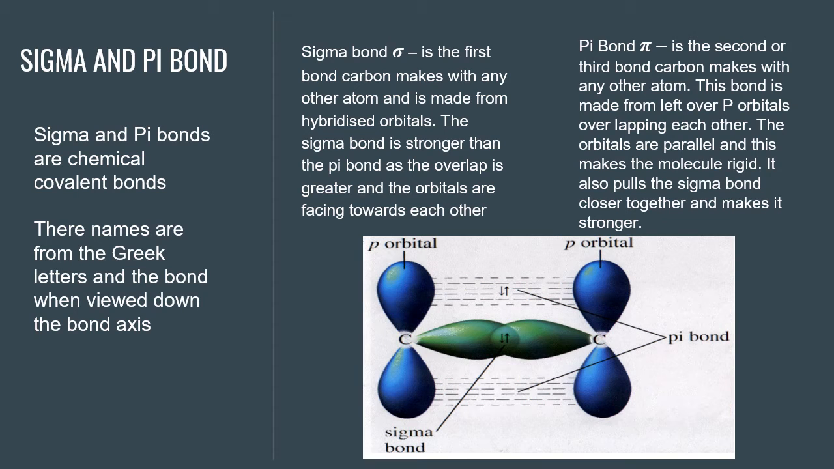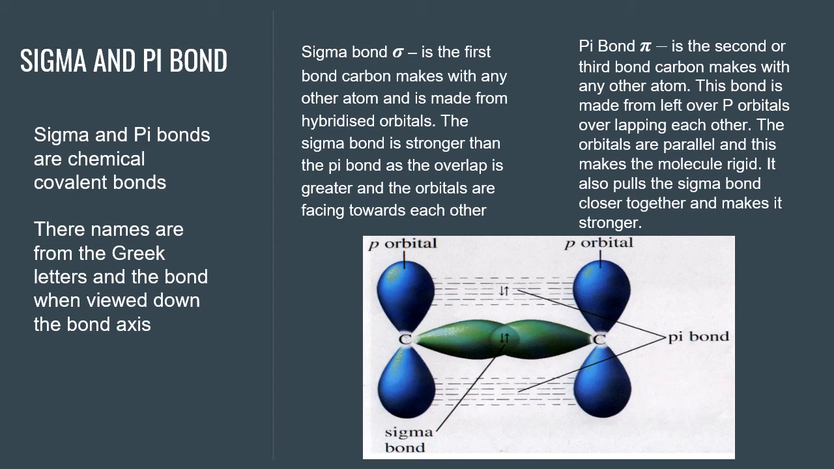Sigma and pi bonds. Sigma bonds are the first bond carbon makes with any other atom. It is made from hybridized orbitals. The sigma bond is stronger than the pi bond as the overlap is greater and the orbitals are facing each other. Pi bonds are the second or third bond made with any other atom.